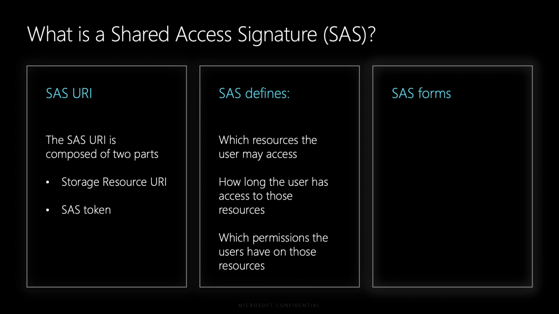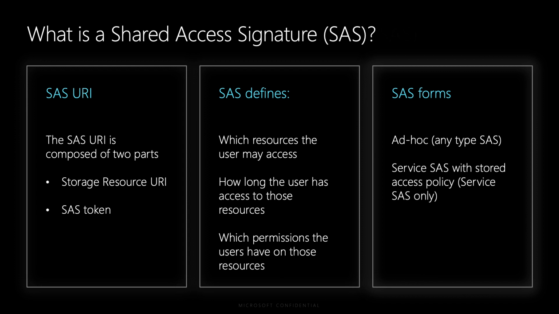A SAS can take two forms, either an ad hoc SAS or a service SAS with a stored access policy. In the ad hoc form, the start time, expiry time, and permissions are included on the query string of the SAS URI. As the naming implies, service SAS with stored access policy is for a service SAS only. For a service SAS with the stored access policy, the policy is defined on the resource container. This policy can be used to manage one or more shared access signatures.